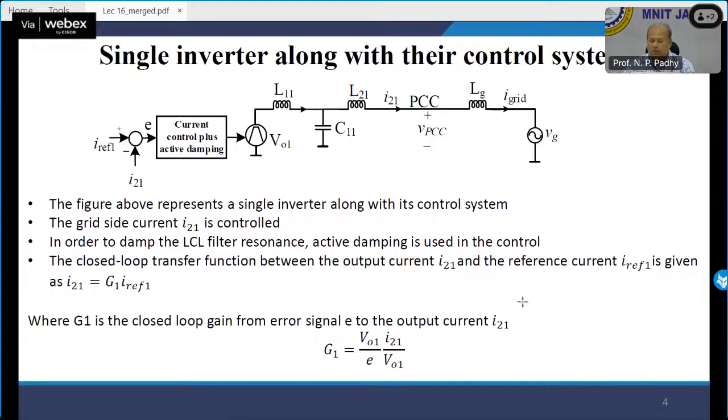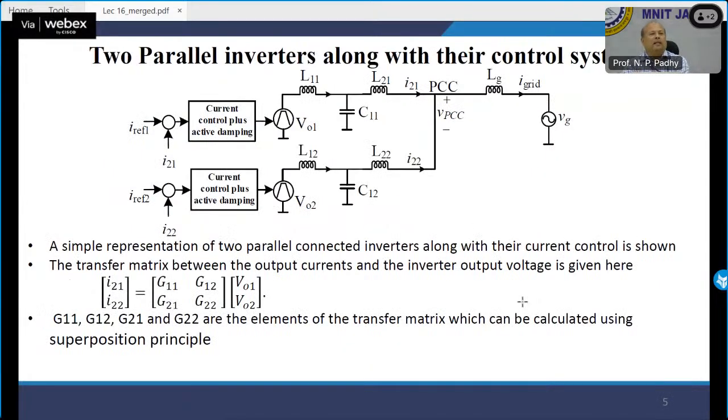But now we'll expand this to a two parallel inverter mechanism. So this is where the interesting business starts. If I have two parallel inverters, as you have seen, there are two currents, I21 and I22. They are merged at the PCC and go to the grid. Both of them have a control mechanism. I21 and I22 are being controlled and compared. So instead of a single current, I have two currents: I21 and I22 equal to G11, G12, G21, G22, the four different gains of the matrix, multiplied by VO1 and VO2, the voltages.